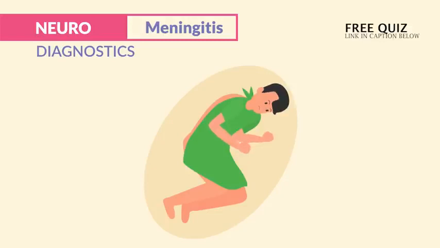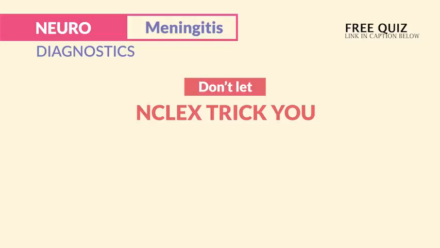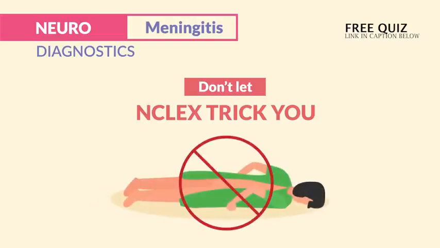During the LP, we have the client round their back by simply putting their knees to their chest like a cannonball position, or over a bedside table to round that back. Now, don't let the NCLEX trick you here. Clients will never be prone or basically on their stomach. They'll always have a round back.